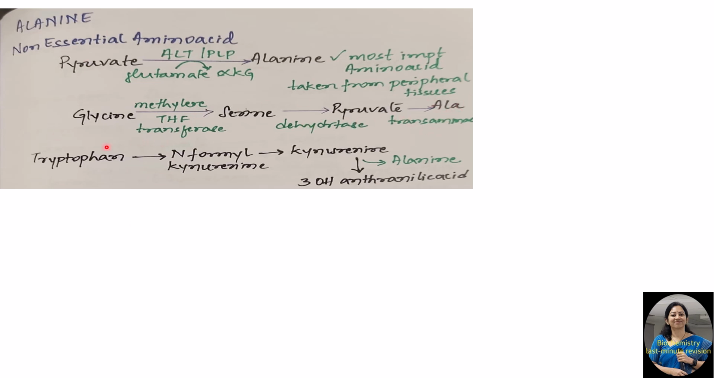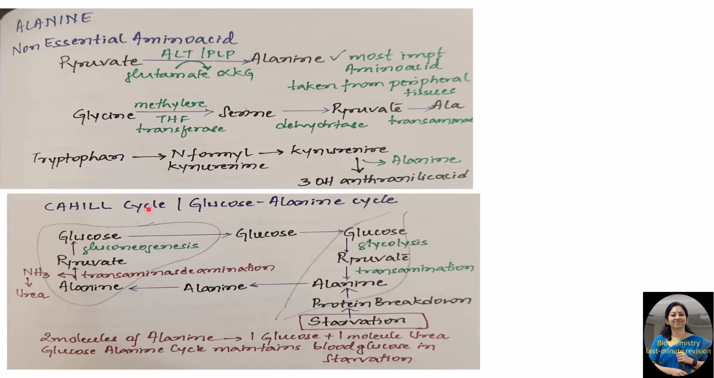So alanine is also formed during tryptophan metabolism. Tryptophan gets converted to N-formyl kynurenine by the pyrrolase enzyme. Then the formyl group is donated to folic acid and it becomes kynurenine. So this is acted upon by the kynureninase enzyme to form 3-hydroxyanthranilic acid and alanine. This is how alanine, a non-essential amino acid, is synthesized from pyruvate, glycine and tryptophan.